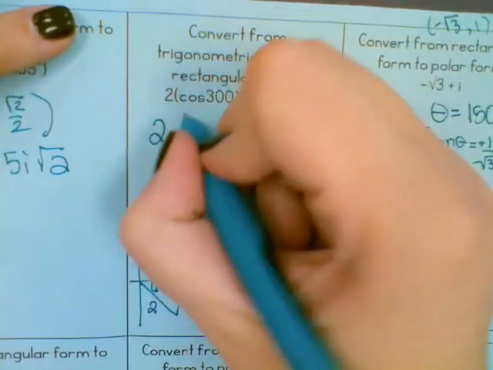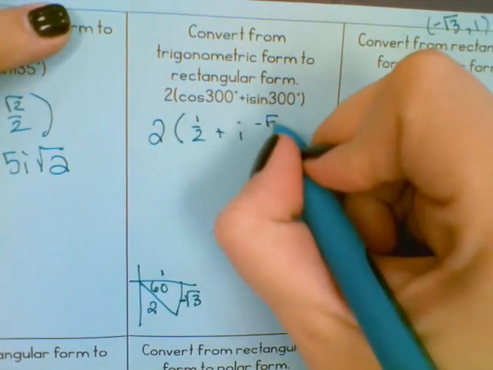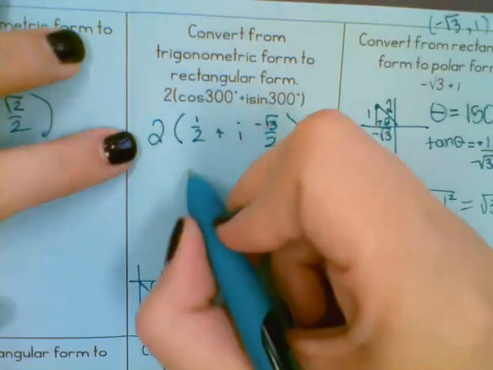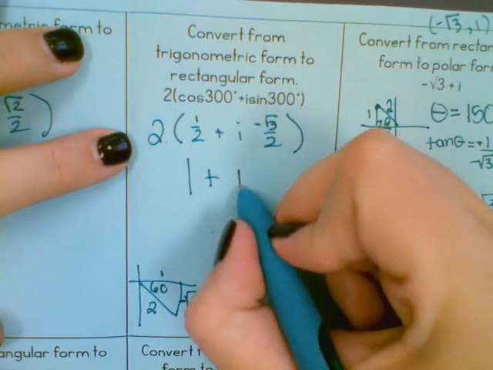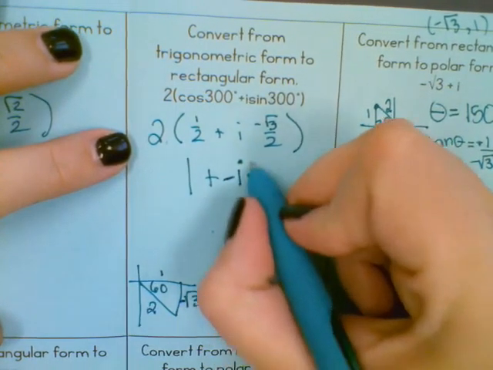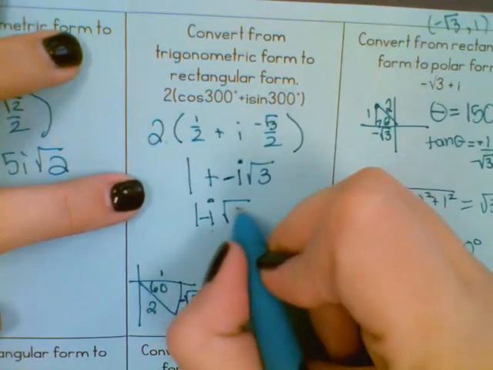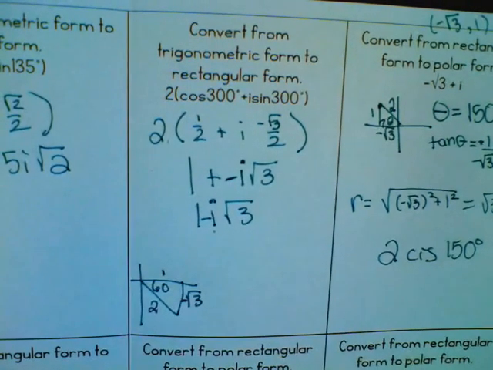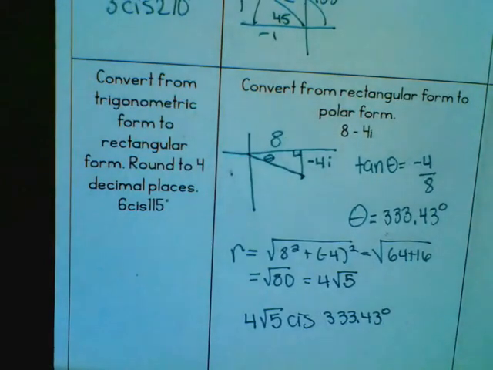So the cosine of that is 1/2. And the sine of that would be negative root 3 over 2. You distribute the 2. 2 times 1/2 is 1. 2 times that, the 2 is going to cancel, so we would just have negative i root 3. So it would be 1 minus i root 3. And that's it.